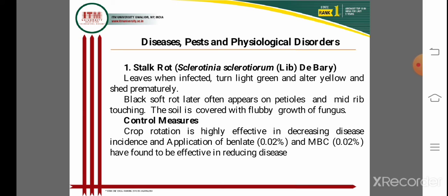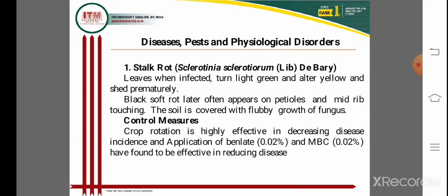So it's very important to control it. As a control measure, crop rotation is highly effective in decreasing the disease incidence, and application of Benlate at 0.02% on the crops can be used. BMC is also used to control this disease, and the 0.02% should be effective in reducing this disease.